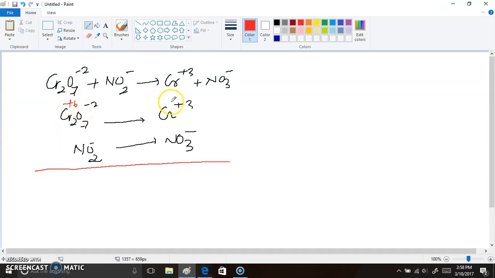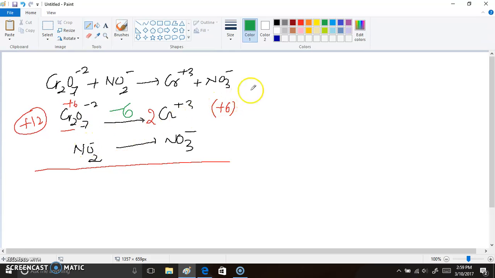Chromium oxidation state is +6 here, and here it is +3. The 2 chromiums are here, only 1 chromium is there, so to balance this, 2 chromiums at +6, and on this side 2 chromiums at +3. So the overall oxidation state on this side is +12, and on the other side +6, each chromium +3, 2 chromiums. Plus 12 to plus 6 means the change in the oxidation state is 6. So each chromium is losing 3 electrons.